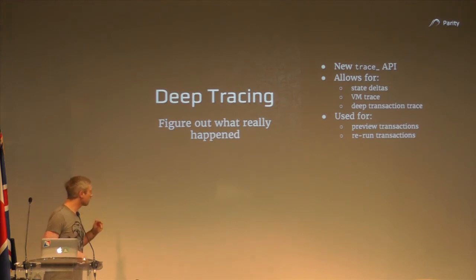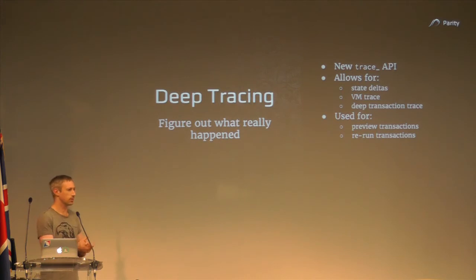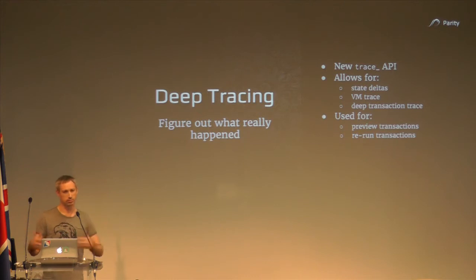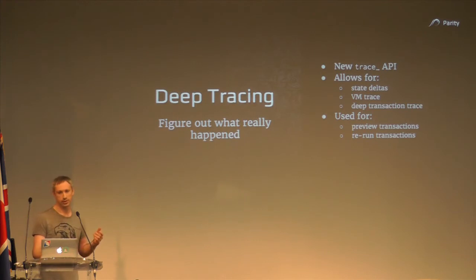We've got deep tracing now, so there's a new API, trace underscore, part of the RPC. We've had some good positive feedback about this. You can get state deltas, a full VM trace, and what we call the deep transaction trace, where basically it will trace all of the calls that a transaction happens to have, including the ones that failed. So you can actually go all the way to the bottom of the call tree and see what happened to cause the failure.